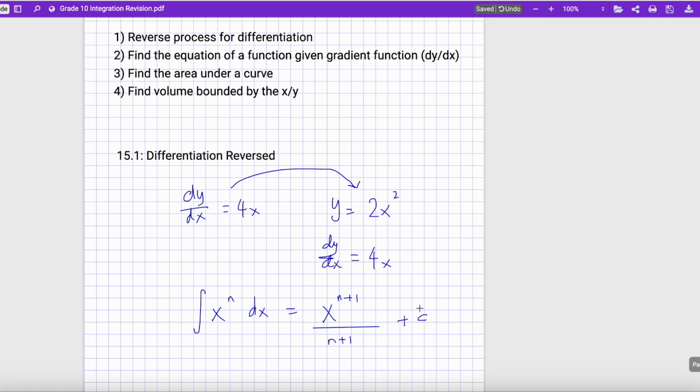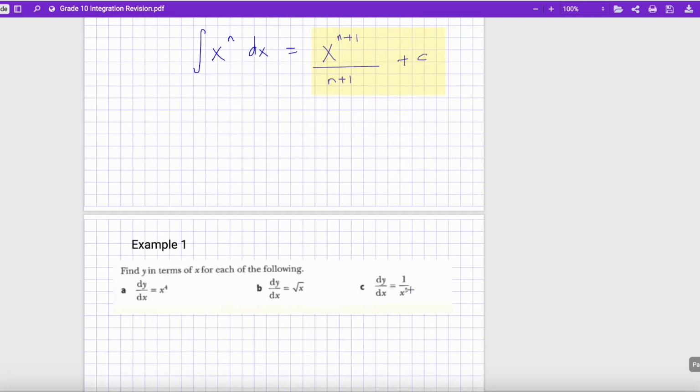Because when you differentiate this function, you'll notice that the c will get eliminated. That c would be gone when you differentiate it. So it is important that we add a c, even though the c could be 0, 1, or 10, it doesn't really matter. As long as we are doing indefinite integral, which is what we are doing here, we have to add a plus c. So we're going to try some examples to help you understand it better.